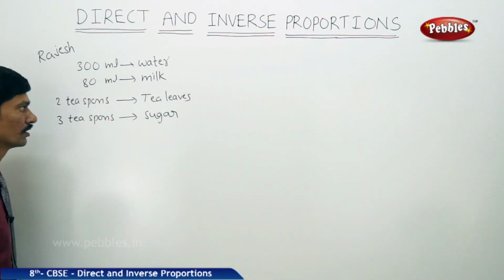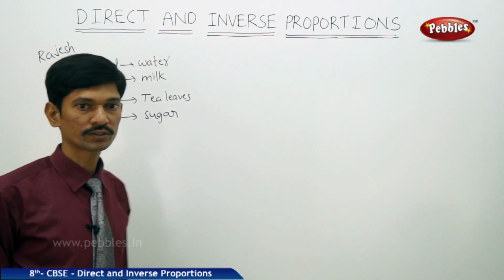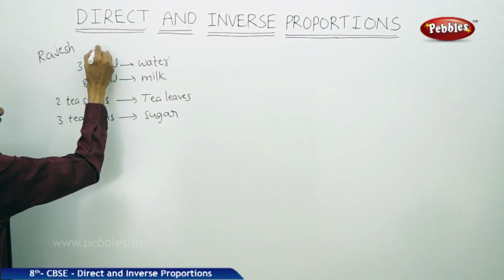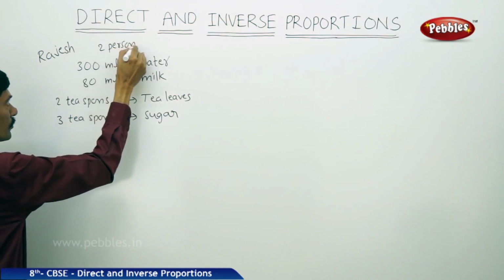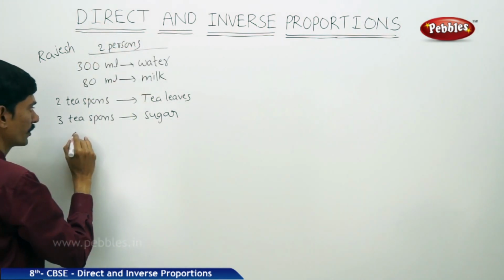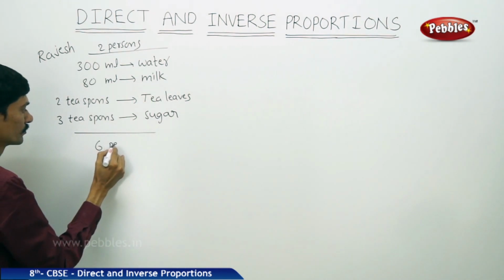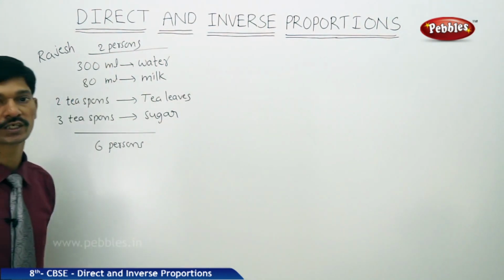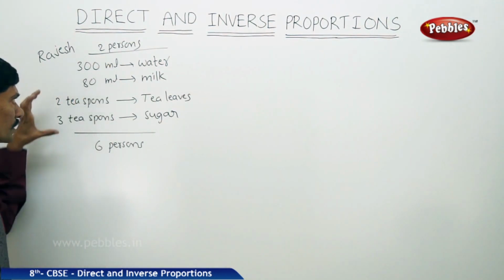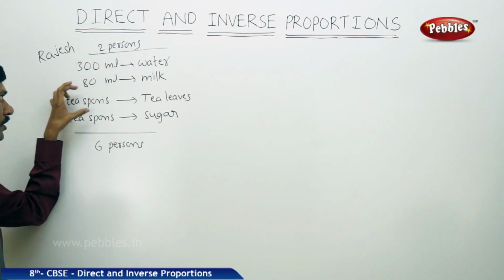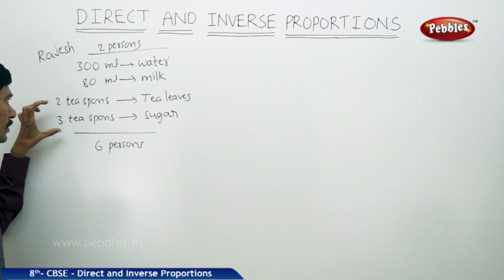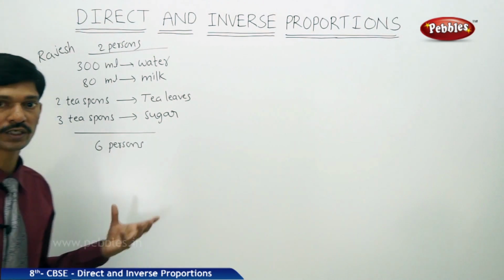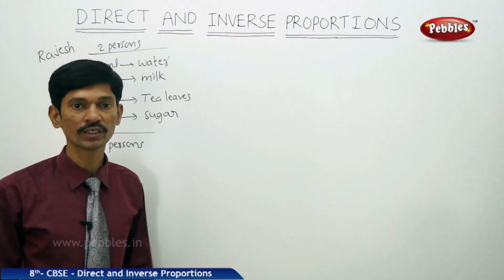teaspoons of sugar. Then for example, he wants to prepare the tea for 6 persons. Now here he is preparing the tea for 2 persons. Then if he wants to prepare the tea for 6 persons, then how much quantity of each should be taken? So again we cannot take the same quantity of water and the same quantity of milk, same 2 teaspoons of tea leaves and 3 teaspoons of sugar. So he has to increase each item. Then how does he have to increase?